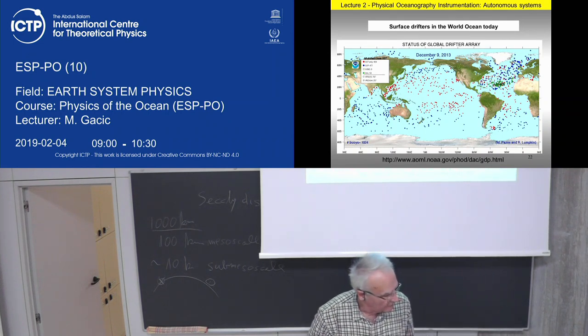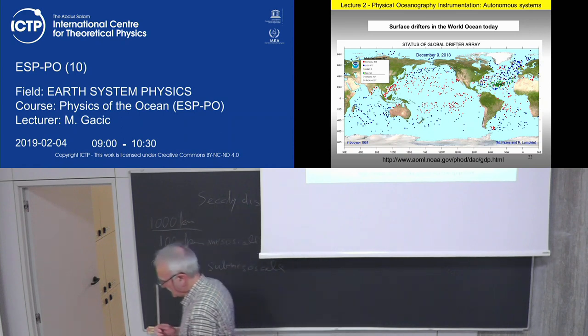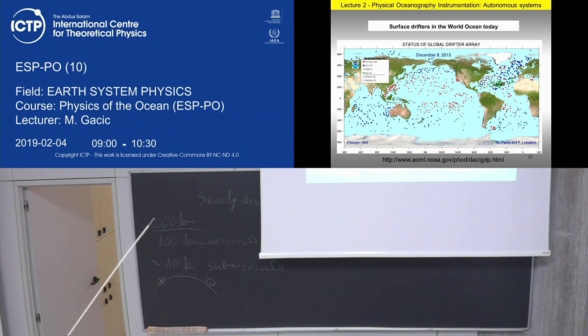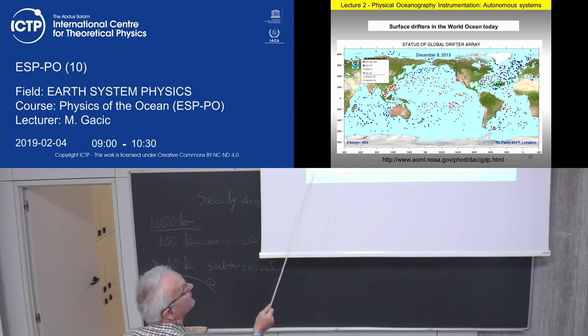So there we are. This is the status of the global drifter array in 2013. Right now it's much richer, but we are always talking about 3,000 drifters spread all around the world. The red ones measure only SST. The blue ones also measure sea level pressure. There are no wind measurements, at least there were none at that time. Salinity is green.